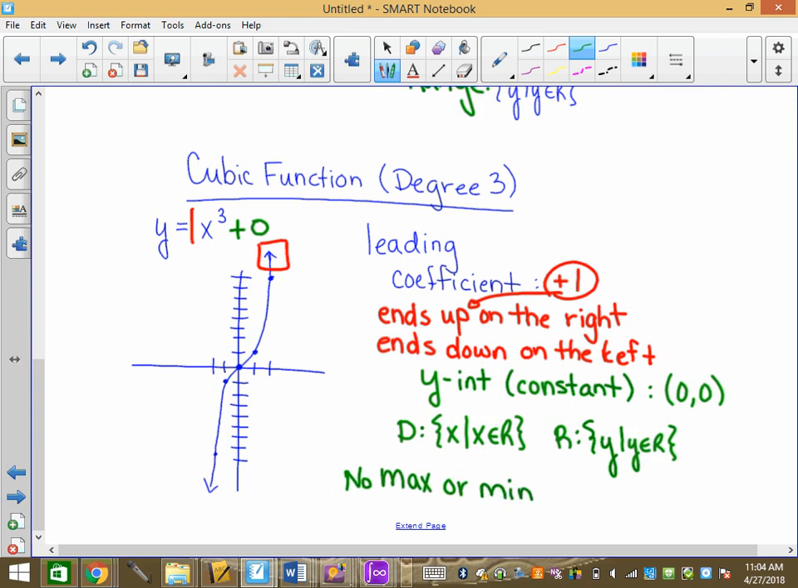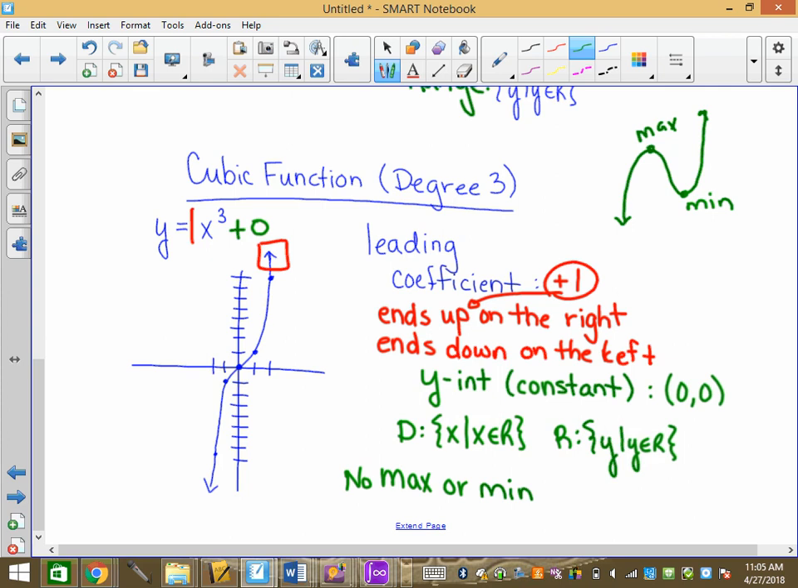Max and mins are where it curves, like if I had a graph like this, that's a cubic as well. This would be a max. This would be a min. And I could find them off my calculator. We agree? But this cubic function that I have doesn't have a max or a min. It just curves through it, doesn't it? There's no high point or low point. If I tried to use second trace max or second trace min, it wouldn't give me anything.